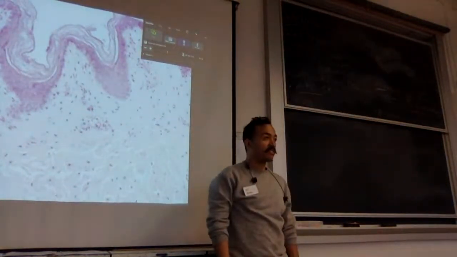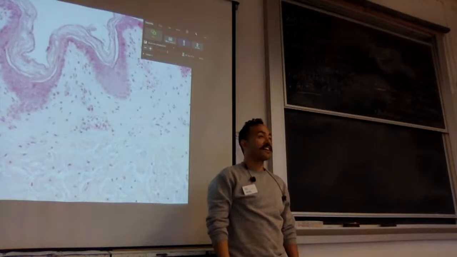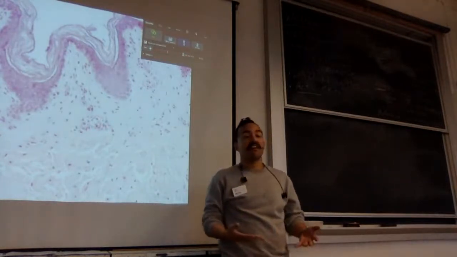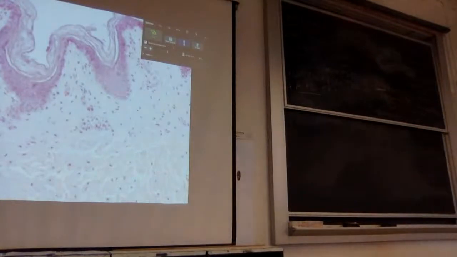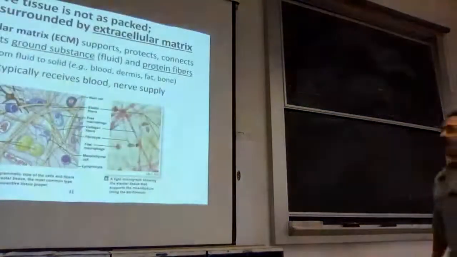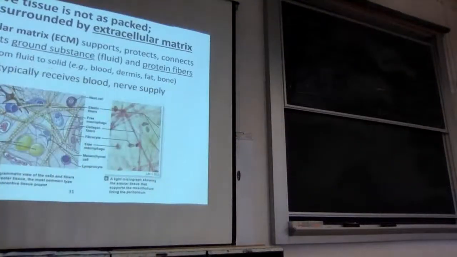Are they cells? Well, it's light. So no, they're not cells. It's other stuff. Connective tissue in between, that stuff is called extracellular matrix. Extracellular matrix. I want you to be able to spell that out. It's a matrix. It's a network of stuff outside of cells. Extracellular matrix.